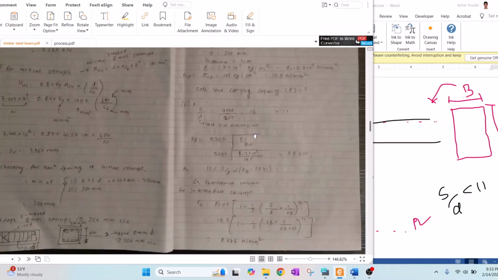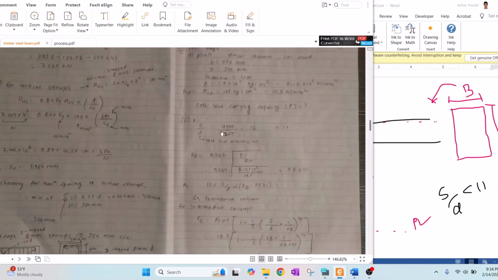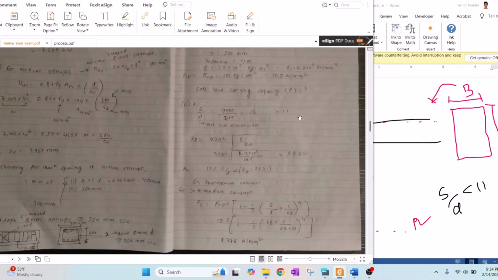First of all, as described in the process part, we have to calculate the value of the slenderness ratio, that is S by D. Here S is the effective height. You can assume that S effective is equal to unsupported height. So the value of S is 4000 mm, whereas D means the least side dimension, that is 250. 4000 divided by 250 is 16, so this is greater than 11. That means the column is not a short column.